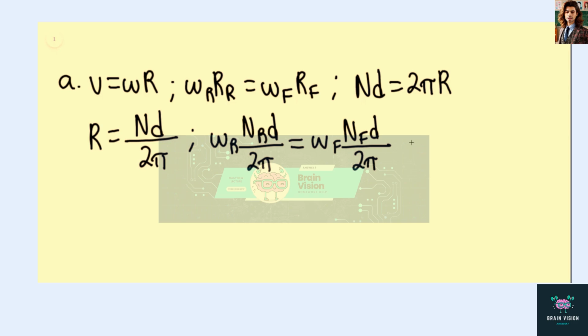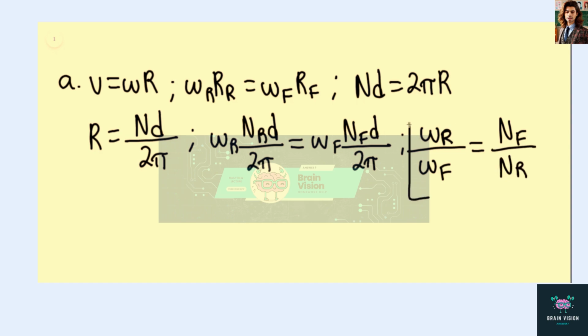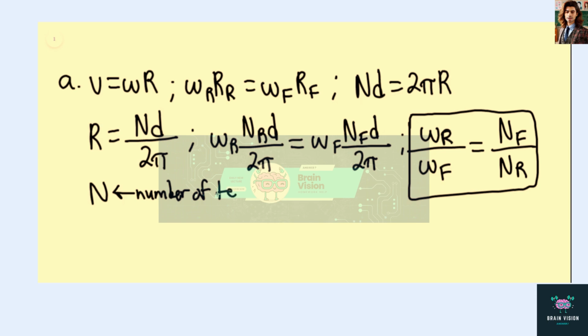And essentially we find that the angular velocity of the rear sprocket divided by the angular velocity of the front sprocket would equal the number of teeth on the front sprocket divided by the number of teeth on the rear sprocket. And this would be our answer to part A. Again, n being number of teeth on sprocket.